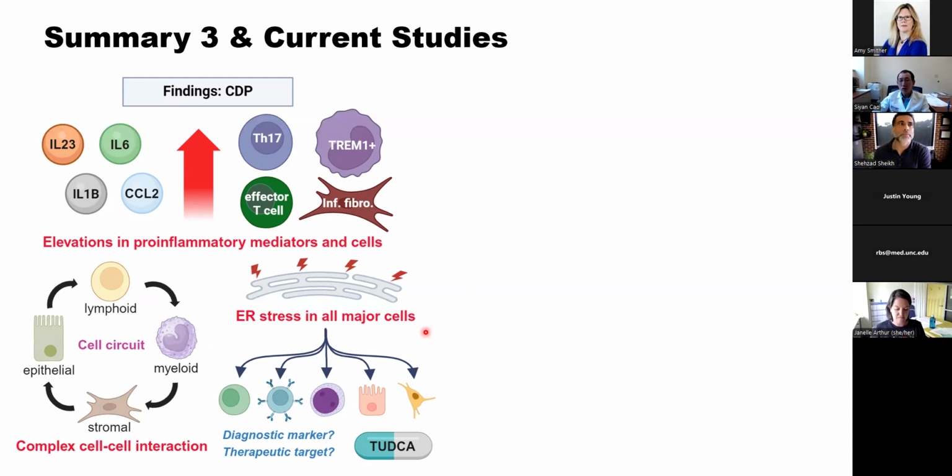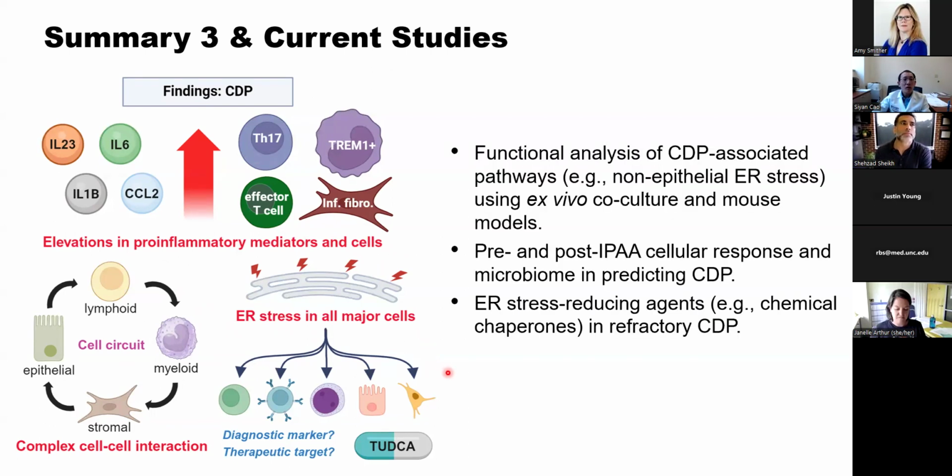biomarkers for this condition. And for our current studies, we are planning to perform functional analysis of CDP-associated pathways using cell co-culture and mouse models. And we are also collecting pre- and post-IPAA samples, and we try to determine if any of those cellular responses and microbiome can predict the development of CDP in those patients.